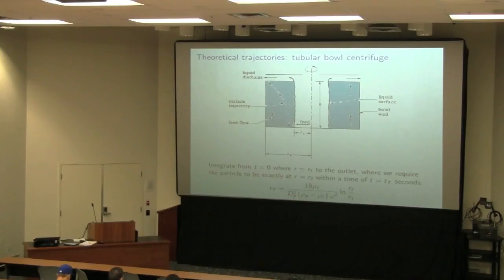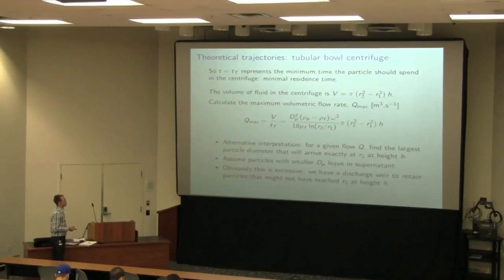So that integral that we had yesterday, we can integrate that and solve for the time TT for the worst case, which is a particle starting at R1 and landing at position R2 by the time it reaches height h. So that's what we solved for yesterday. And what we calculated then, using the relationship between volume and time in the centrifuge, is a flow rate that we shouldn't exceed, Qmax. If we go beyond Qmax, particles of a certain size, dp, will be washed out of the centrifuge. If we go slower than Qmax, obviously we're fine.